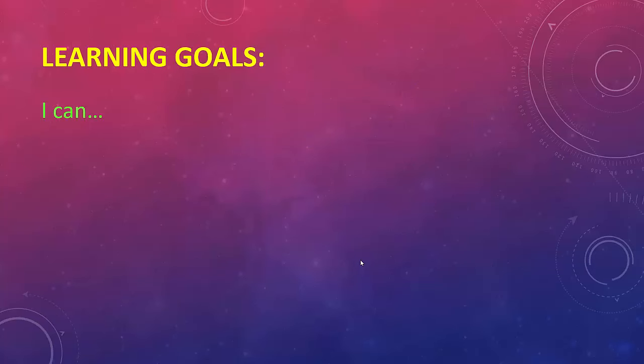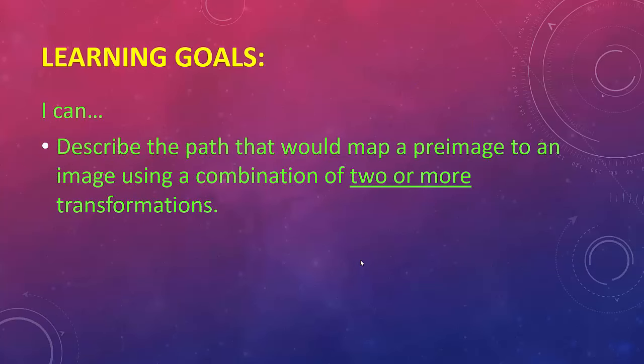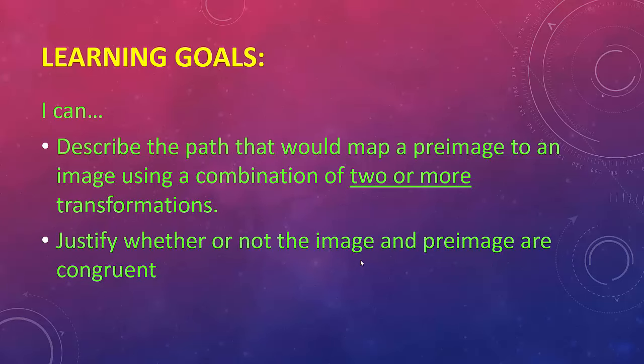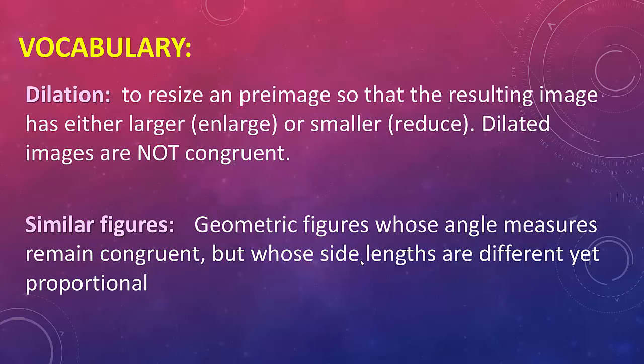Okay, so for your learning goals for this day, I can describe the path that would map a pre-image to an image using a combination of 2 or more transformations. I can justify whether or not the image and pre-image are congruent. Okay, and some vocabulary. Dilation.